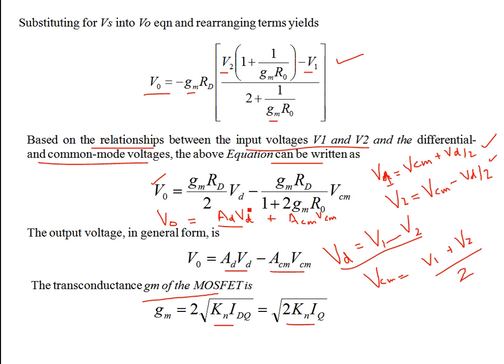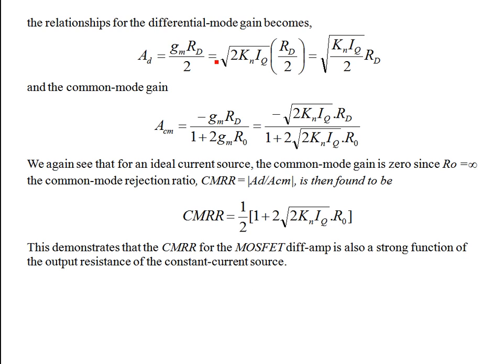If you plug this in, you see over here that AD is nothing but this part. This is your AD, and this part is your ACM, the common mode voltage gain. Substituting for gm, you can write this expression as such. You can bring gm over here, so it's 2 under 2 Kn IQ RD by 2.